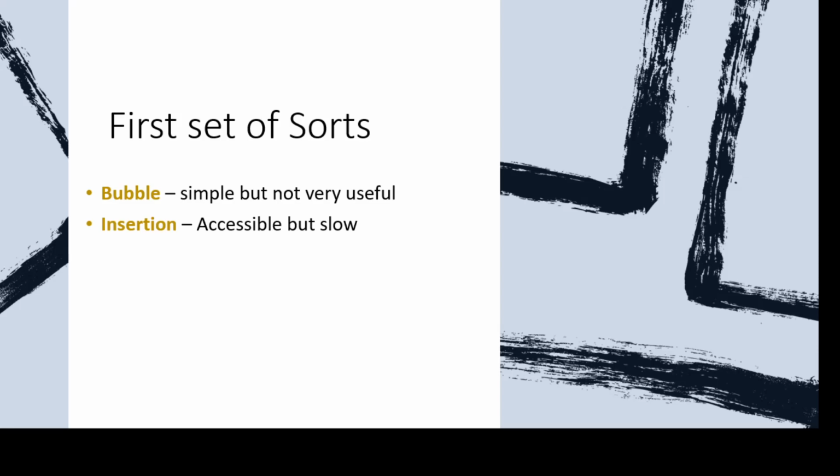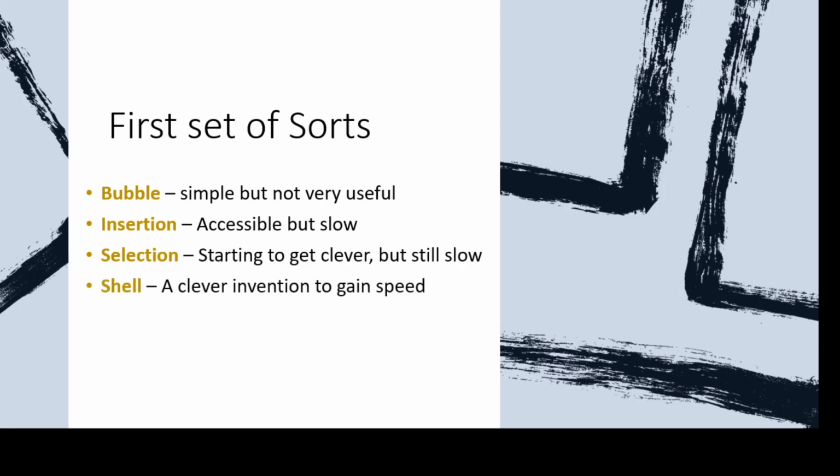The next is the insertion sort, which is quite accessible as well, still kind of slow. And then we can talk about the selection sort, where we're starting to get really clever in our algorithm, but it's not quick at all compared to the last one we'll look at, which is the shell sort. The shell doesn't mean anything. It's not like a shell game or seashells. Shell was the inventor of this, the gentleman who came up with this algorithm. And so this is a really clever way that builds upon the insertion sort in particular to gain really impressive speed overall.